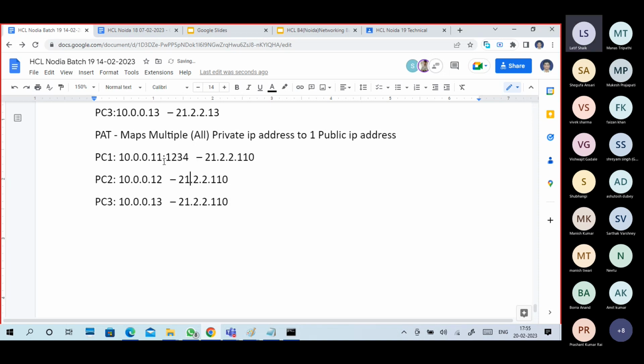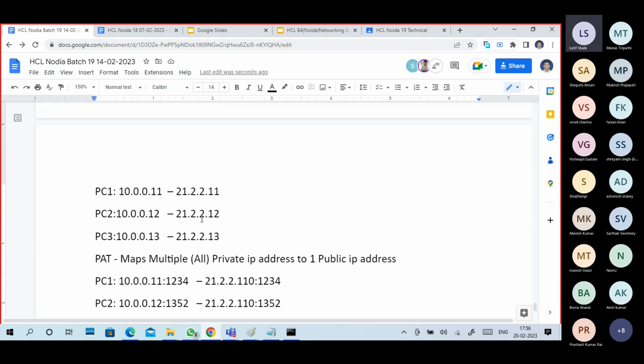I put some port numbers. It's port mapping. So the port must match inside and outside. We map to a single public IP, but with individual port mapping. So like this, you are sending a request from here, it goes out with this port number. When you are receiving, you'll receive like this. This is the PAT technique, port address translation.